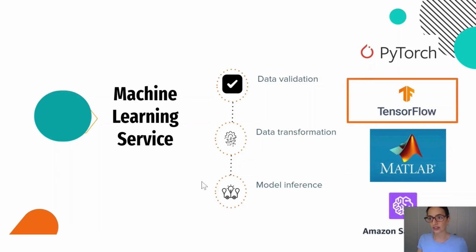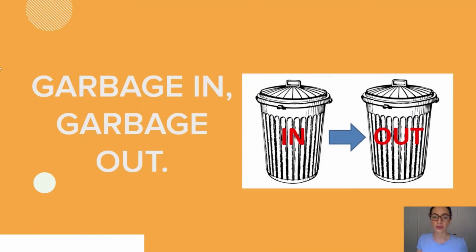And by the way, I like using TensorFlow, but I know that there are other technologies available for creating machine learning services as well. That should be good as well. This is probably the most common phrase used in machine learning, but it's good to start from the basics. Garbage in, garbage out. So this means that the quality of your model, your results are highly correlated to the quality of data that you receive.